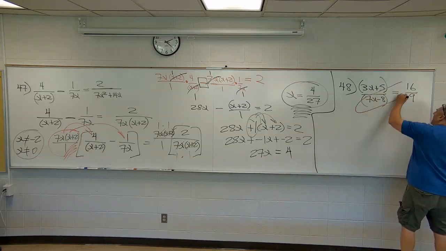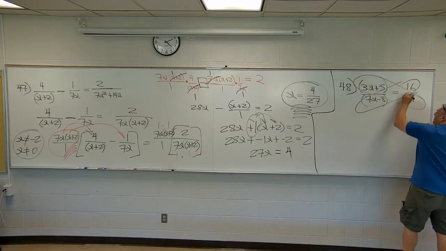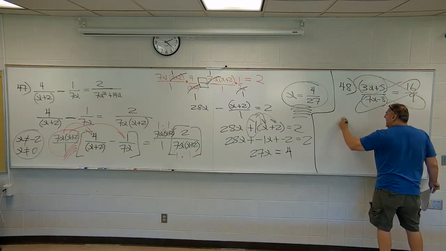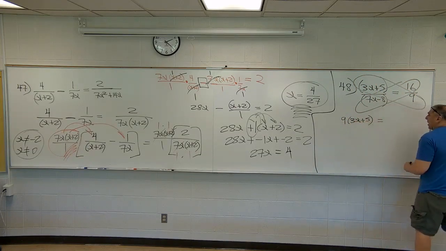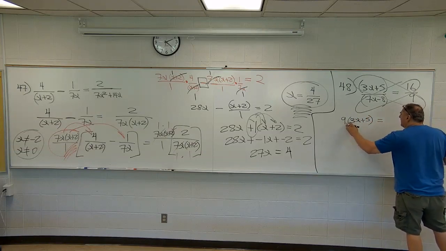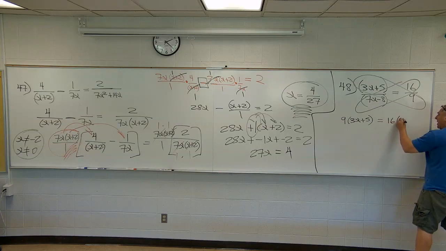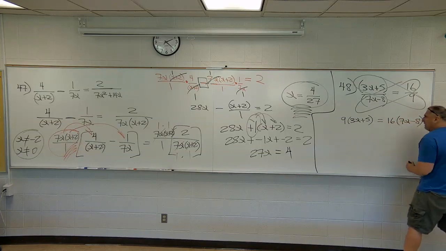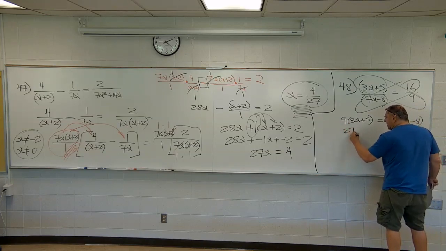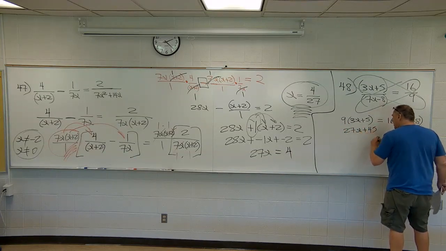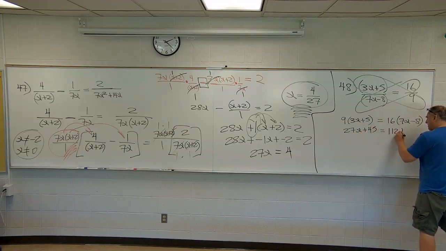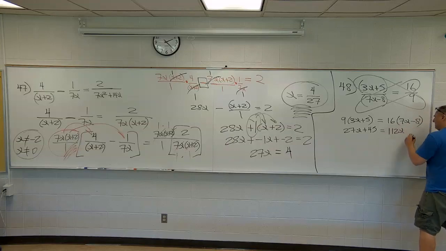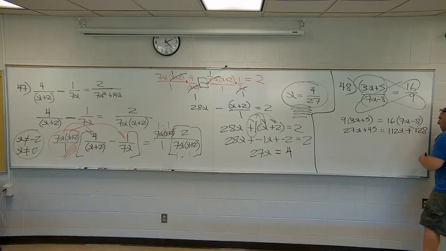I am going to cross multiply here, cross multiply there. I've got, at the end of the day, 9 times the quantity 3x plus 5, and I got 16 times the quantity 7x minus 8. Let's distribute this throughout, guys, and see what we have. Let's take this, and we get 112x. Take this, we get 128, minus 128, or plus a negative 128.